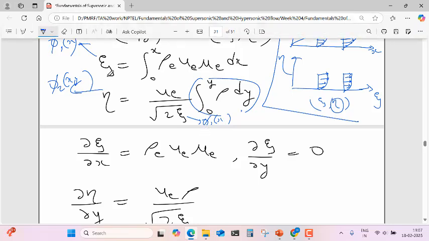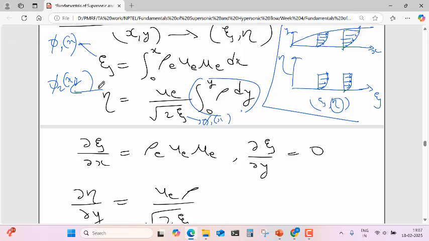We can find this derivative of xi and eta with respect to x and y. ∂xi/∂x will be rho_e u_e mu_e, and ∂xi/∂y will be 0. ∂eta/∂y will be u_e rho upon under root 2 xi.